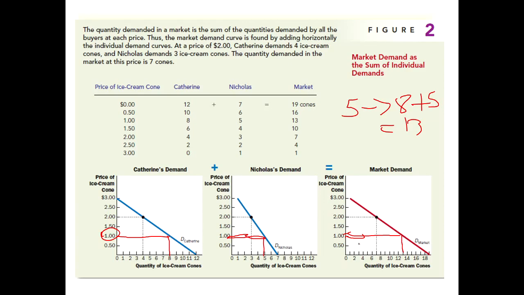13. Yep. That's right. So that's how we get the market demand curve. You add the demand curve of each individual, in this case, Catherine and Nicholas, and there might be thousands of individuals in the market. When you add the individual demand curves of all these people, you get the market demand curve.